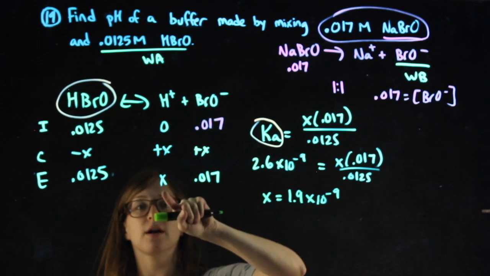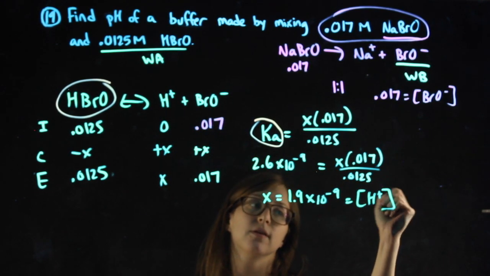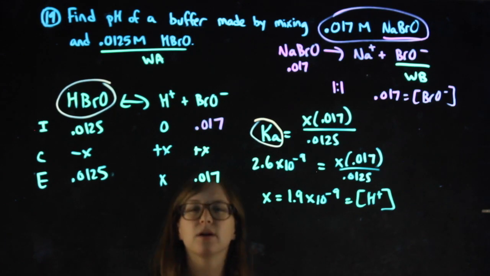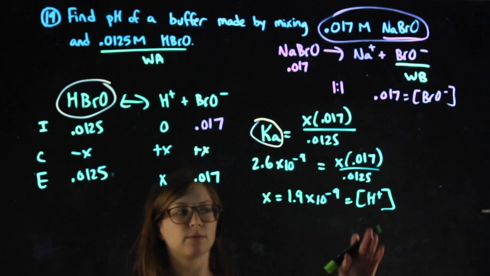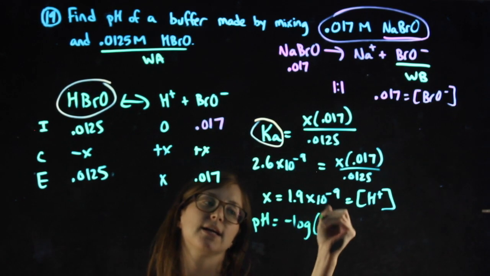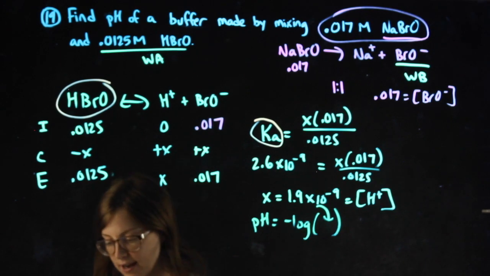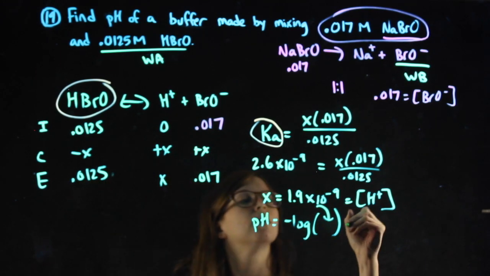According to my ICE chart, X represents my H plus molarity. If I had done a weak base problem using BrO minus, the X would have been OH. But since I have H plus, it's pretty simple to get to pH. I just take the negative log of that H plus value, and I get 8.72.